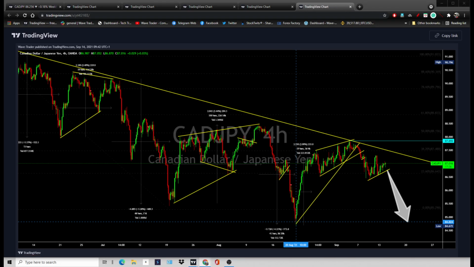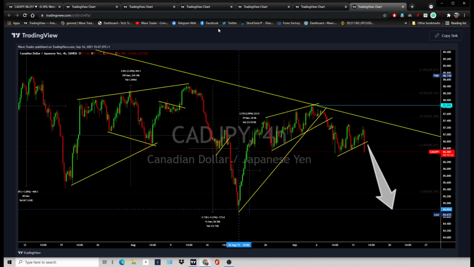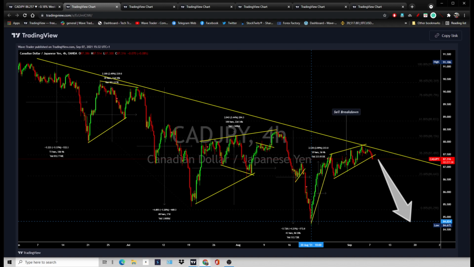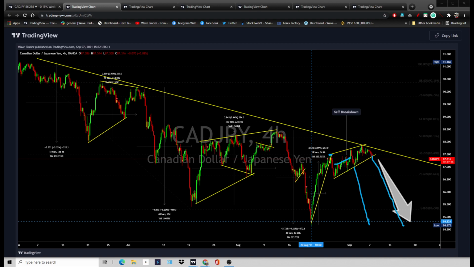CAD yen so far is hitting the top. CAD yen is doing good. As we have just seen in the previous analysis, we were expecting this to break down. We haven't got the breakout. Price slightly went higher than this previous top, and then it started to drag lower.